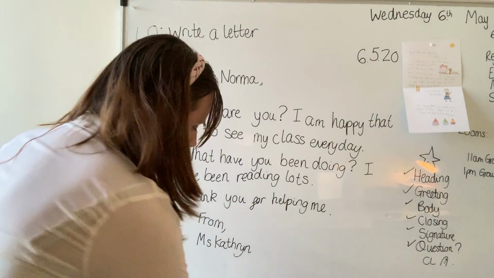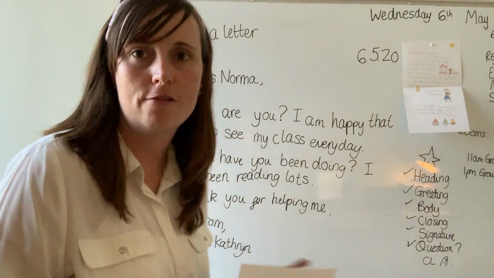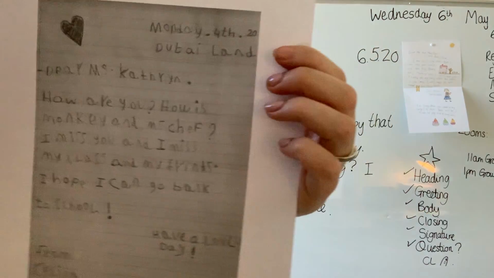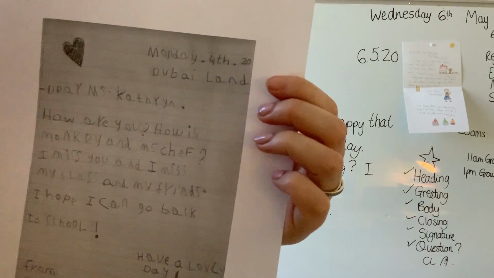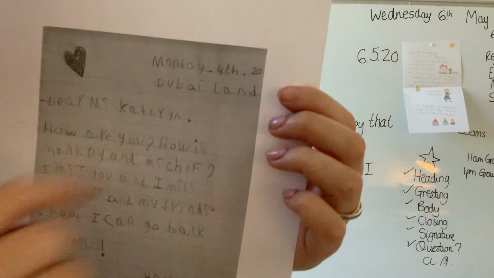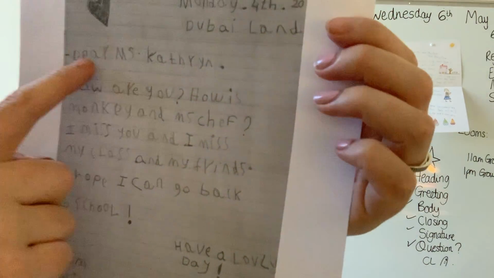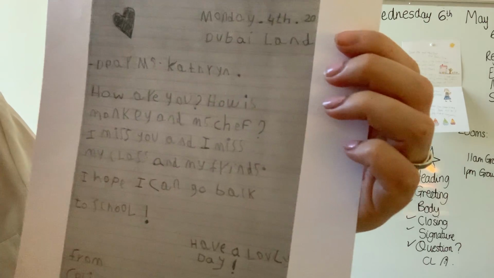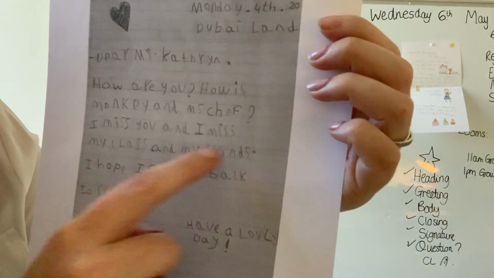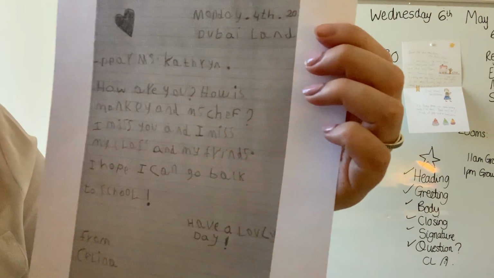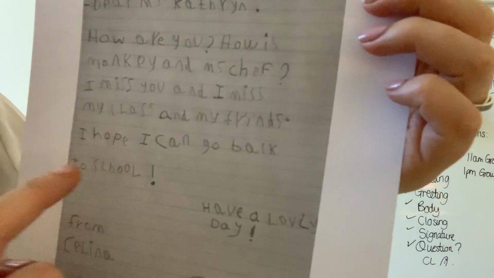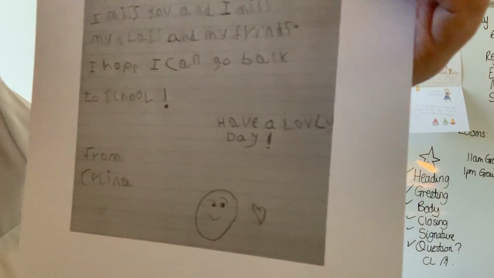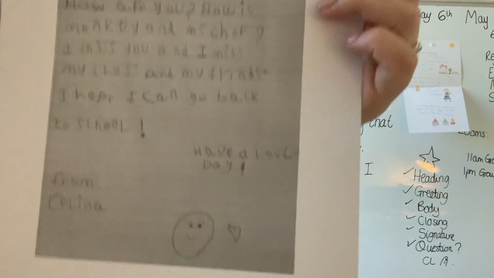Now, I've already had some examples of letters sent from you. So this is a letter from Selena, and she's got here, Monday the 4th, 2020, from Dubai Land. So, dear Miss Catherine, how are you? How is Monkey and Mischief? I miss you and I miss my class and my friends. I hope I can go back to school, exclamation mark. Have a lovely day. From Selena.